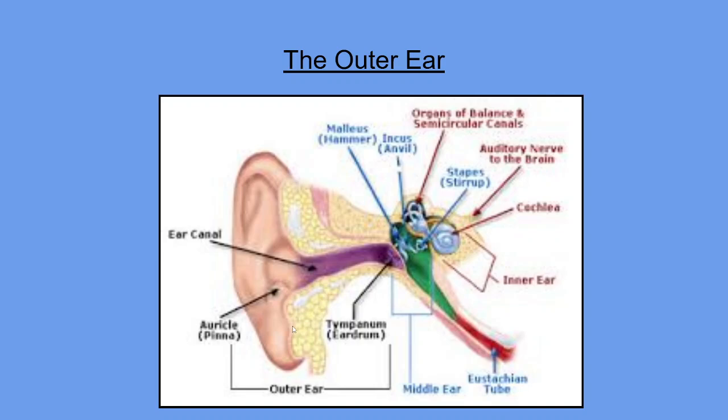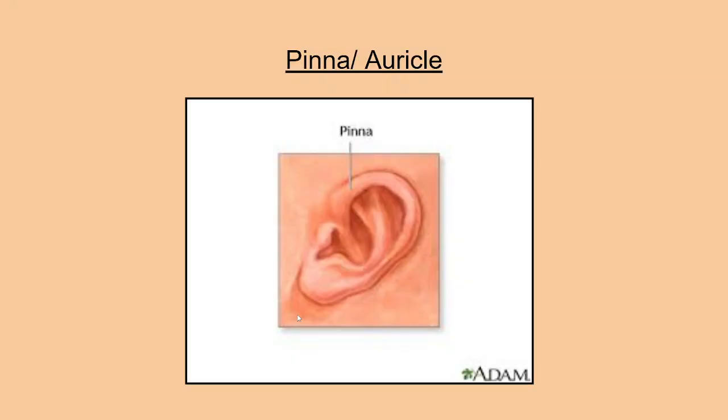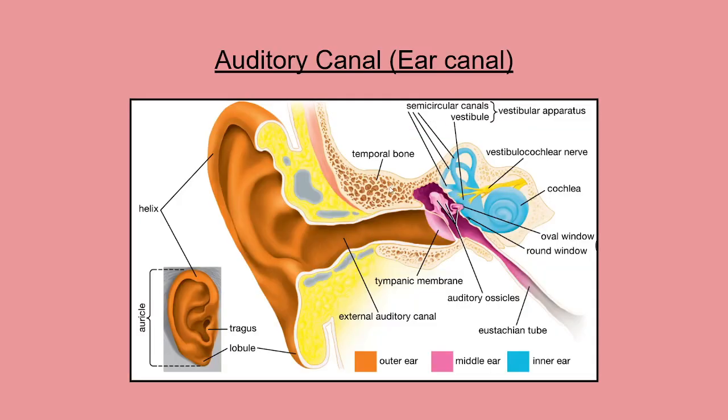So the pinna or the auricle is a visible cartilaginous part of the outer ear, and it's shaped to help funnel the sound waves into the ear canal. So it helps in sound localization. That is, it helps to determine the direction of the sound. Next, this is the pinna or the auricle, the description of which I said just now. Now we come to the auditory canal, that is the ear canal.